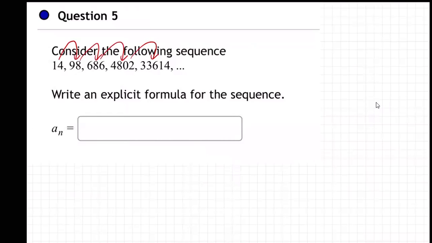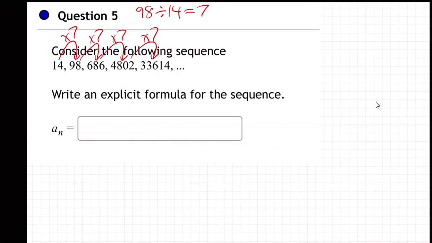Divide 98 by 14. Good idea. Yeah, because 98 divided by 14 will tell us what was multiplied, huh? 7, right? So it's being multiplied by 7 every time, isn't it? You could try it out with your calculator, make sure, and it works. Yeah, so it's being multiplied by 7.